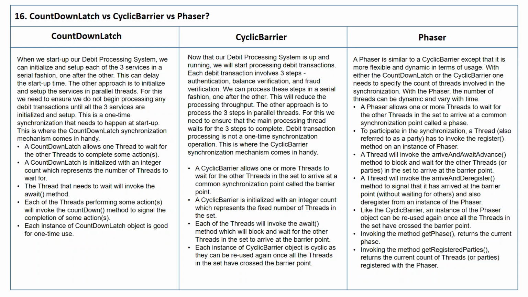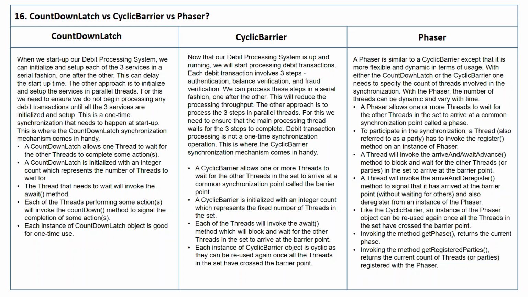When we start up our debit processing system, we can initialize and set up each of the three services in a serial fashion, one after the other. This can delay the startup time. The other approach is to initialize and set up the services in parallel threads. For this we need to ensure we do not begin processing any debit transactions until all the three services are initialized and set up. This is a one-time synchronization that needs to happen at startup.